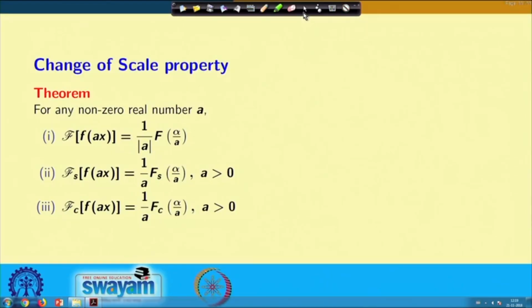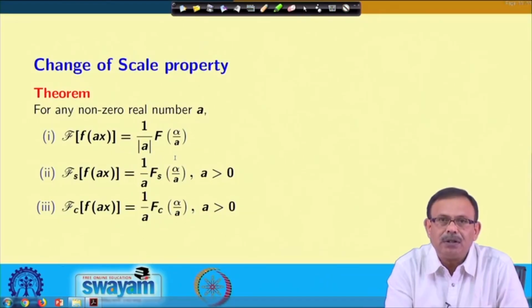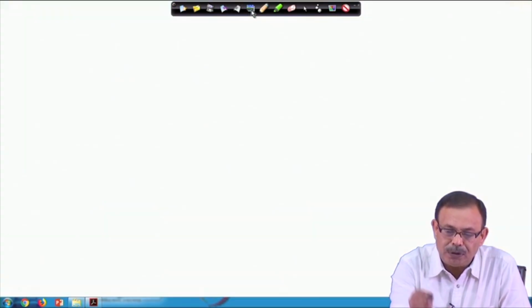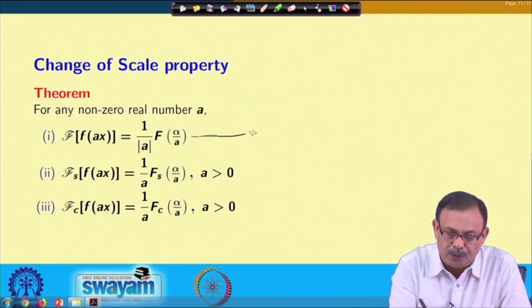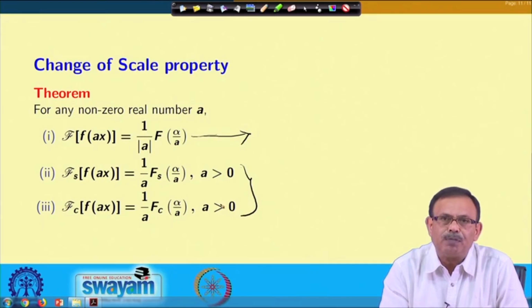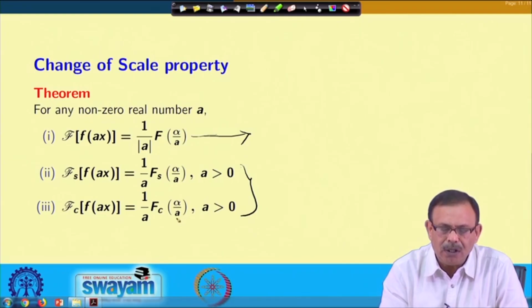Let us see, there were three cases. The first case we have proved over here. In the same way, if you proceed, you can prove that the Fourier sine transform of f(ax) equals 1 by a times the Fourier sine transform of f at α by a for a greater than 0, and the Fourier cosine transform of f(ax) equals 1 by a times the Fourier cosine transform of f at α by a for a greater than 0. You can check it on your own. I am not giving the proof of this.